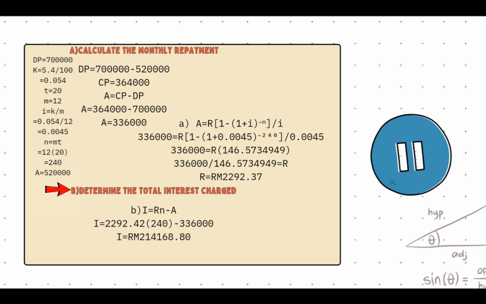Determine the total interest charge. To find the total interest charge, we use the formula I equal to Rn minus A. After we substitute the values, I equal to 2,292.42 multiplied by 240 minus 336,000. The answer will be 240,180.80.